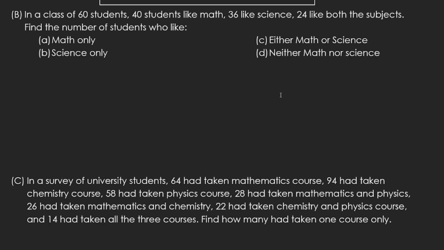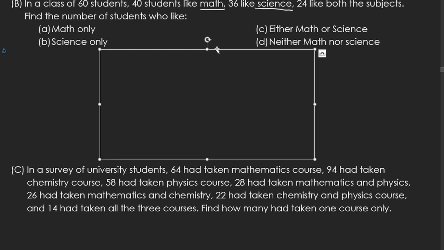Next, we have B. In a class of 60 students, 40 students like math, 36 like science, 24 like both subjects. Find the number of students who like A. Math only, B. Science only, C. Either math or science, or D. Neither math nor science. This is a two-circle Venn diagram since we only have math and science as our sets.